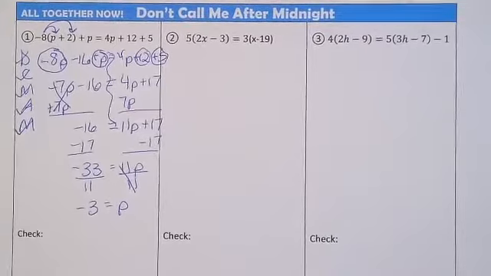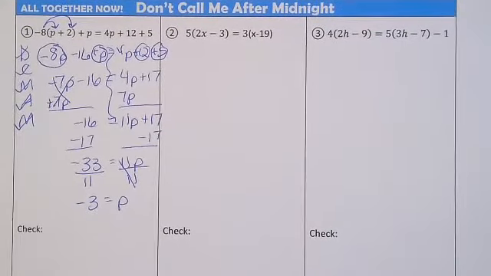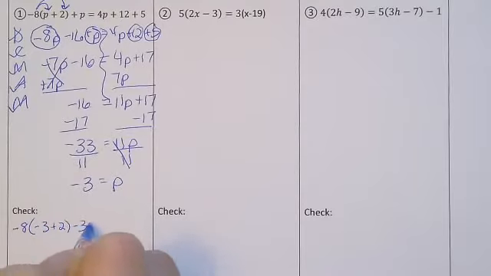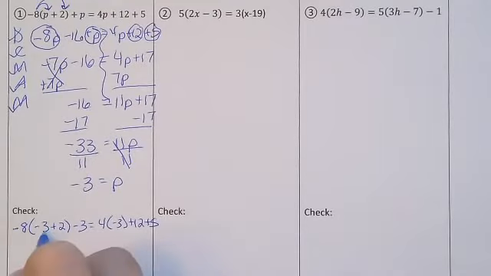Okay, before I determine that that is the actual answer, I'm going to check my work. In order to check it, I'm going to substitute my answer, -3, for the variable p in the original equation. Okay, so -3 plus 2 is -1. So -8 times -1 is 8. And 8 minus 3 is 5.